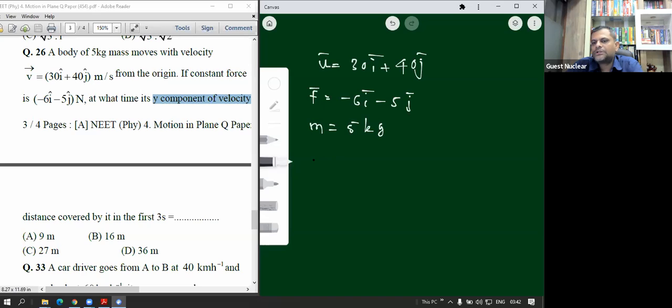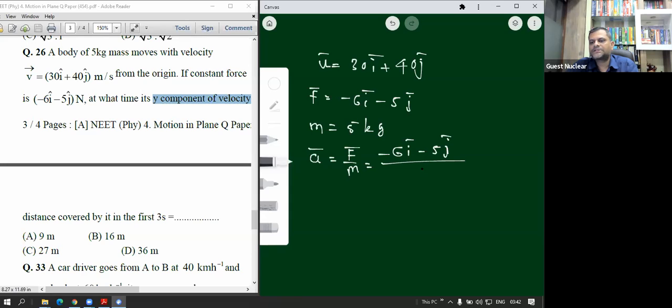So do you know that this acceleration is actually the force divided by the mass, because force is equal to mass into acceleration, which is the Newton's second law of motion, it tells us that। so अगर force equal to mass into acceleration है, तो इसका मतलब acceleration equal to क्या हो गया, force upon mass हो गया। तो force is nothing but -6 i bar minus 5 j bar, right?